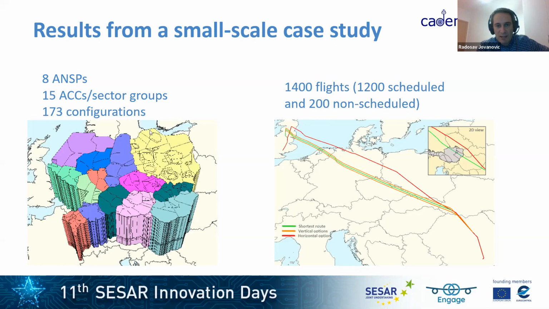In space, there are lateral deviations or reroutings from the preferred or shortest route, and also vertical. And in time, there are possibilities of at-gate ground delays as a demand management measure. Next slide, please, Arne.